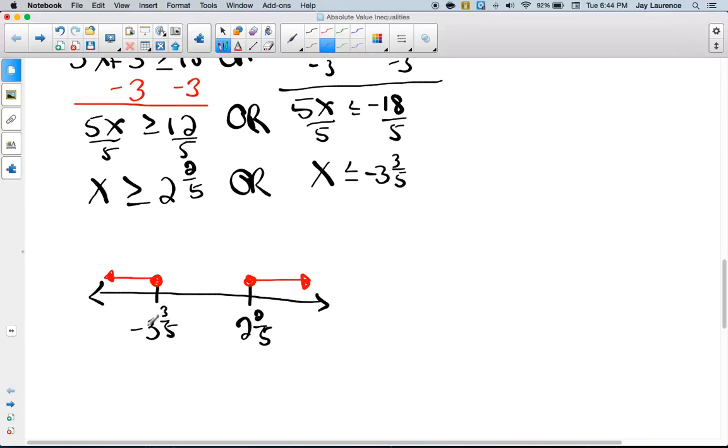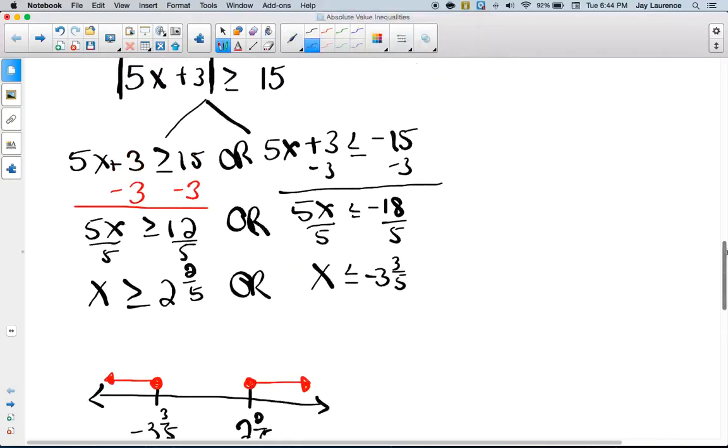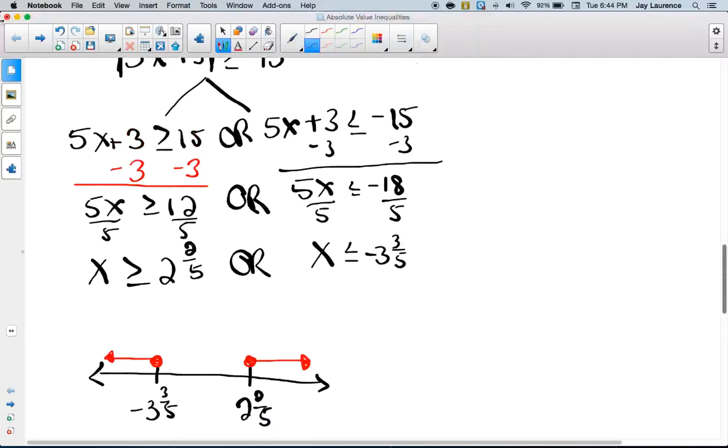My solution set includes anything from negative 3 3/5 towards negative infinity. And it also includes 2 2/5 all the way towards positive infinity. Nothing in between here fits. What does that mean? Well, hold on. Let's take a look at the original inequality, the absolute value inequality. What was it? Absolute value of 5x plus 3, and that was going to be greater than or equal to 15.